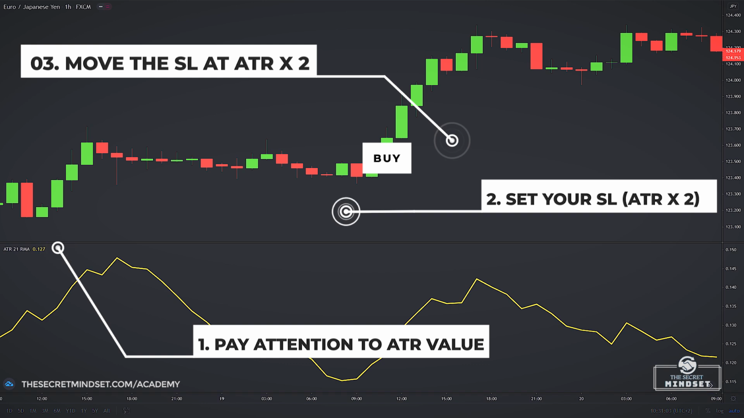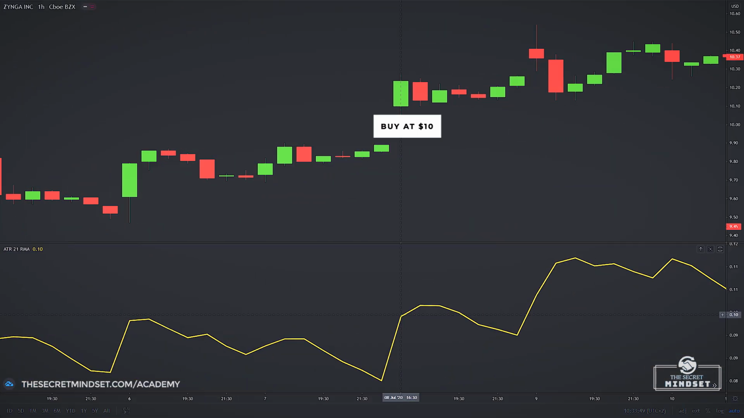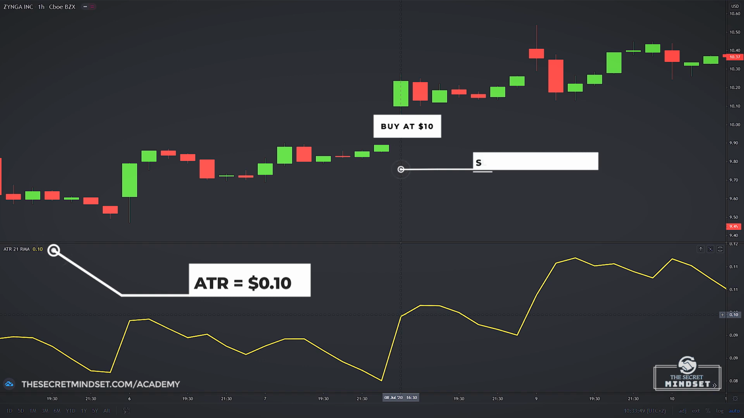Once it is moved up, it stays there until it can be moved up again, or the trade is closed as a result of the price dropping to hit the trailing stop loss level. The same process works for short trades, only in that case, the stop loss only moves down. For example, say you take a long trade at a price of $10 and the ATR is 10 cents. You would place a stop loss at a price of $9.80, the 10 cents ATR multiplied by 2.